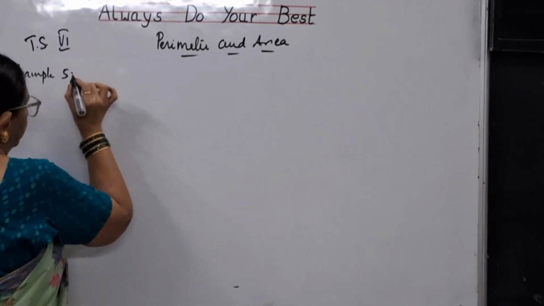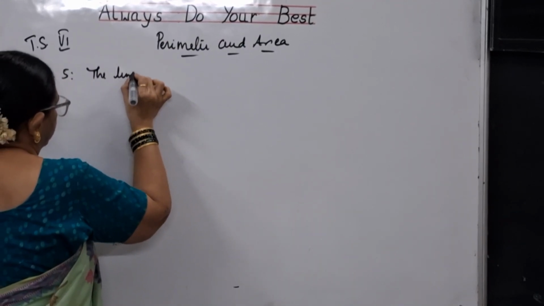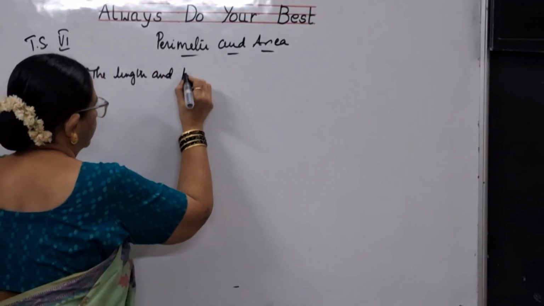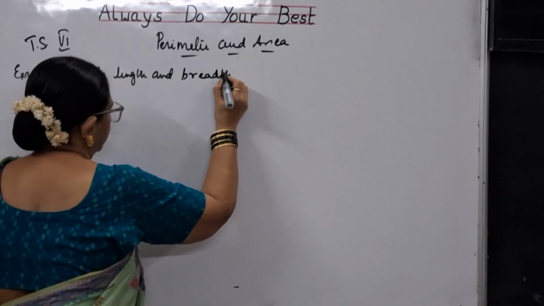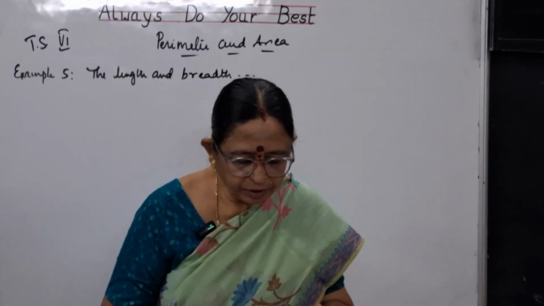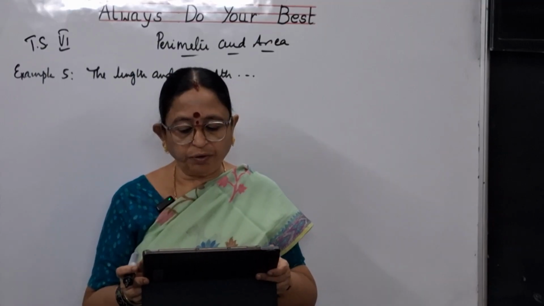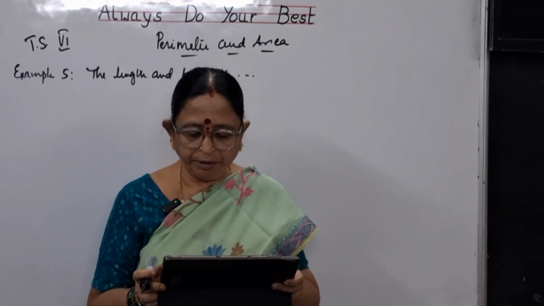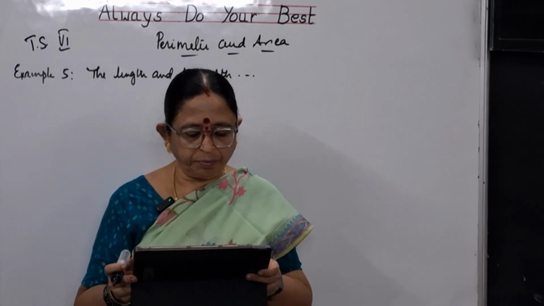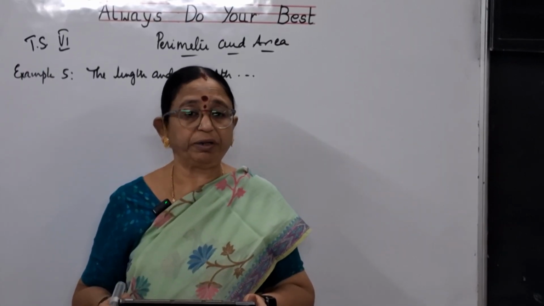Example 5. Lengthy problems. I'll read the sum. The length and breadth of a rectangular field are 22.5 meters and 14.5 meters respectively. Respectively means what? First one is for length and second measure is for breadth. Find the cost of fencing its 4 sides at the rate of 6 rupees per meter.